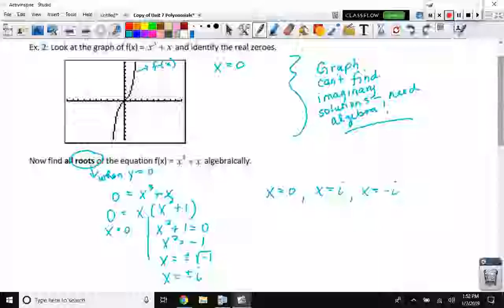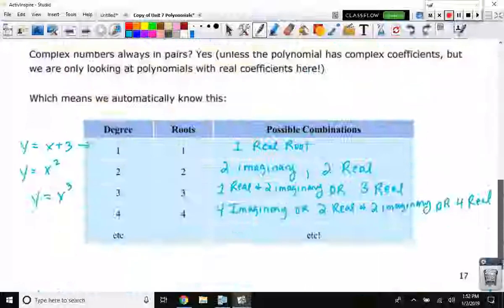For the last one, if you have 2 negative i, would that still count as separate? What do you mean 2? Like this, you get the same answer twice. You can't have that with imaginary. They're conjugate pairs. Remember? Always conjugate pairs. They're never gonna be the same. Okay? Alright, we're good here? Okay.